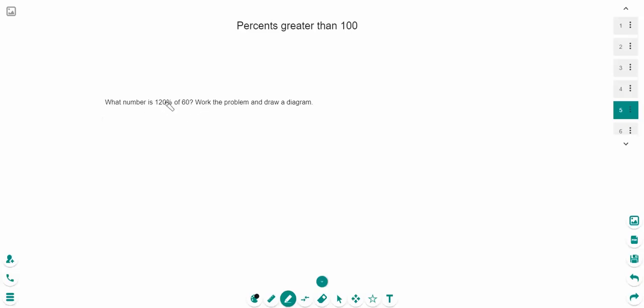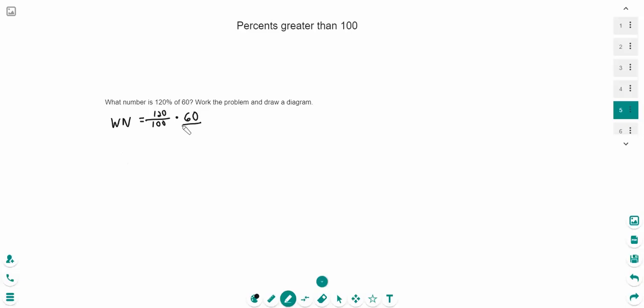Now, you might look at that and go, whoa, whoa, whoa, it's 120%. I thought 100% was everything. How can I have 120? Well, let's not think about that right now. Let's just solve it the way it's written. So, what number would be the unknown, equals 120%. Now, how am I going to convert that into a fraction or a decimal? We're just going to convert it into a fraction by putting it over 100, just like we did with the last ones. All right, and then we have of, which means multiply, and we have multiplied by 60. So there's our equation. Not bad at all.